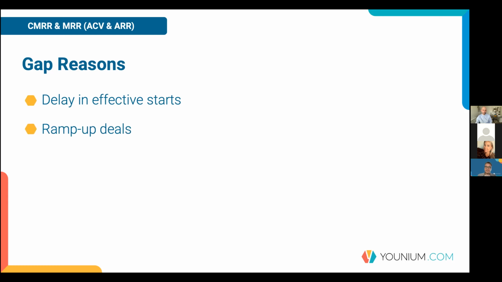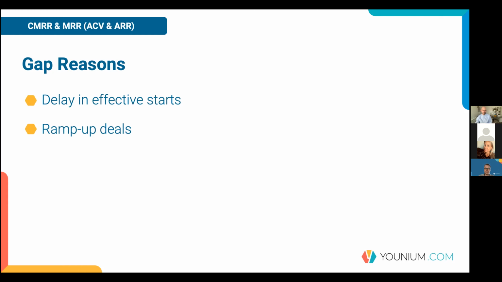Another scenario is that you have a ramp-up deal, which is a bit more complex, right? Maybe the customer gets a 50% discount for the first 3 months, and then the rest of the first year they have a 25% discount, and then after that they pay the full price. And that's going to make the MRR much lower in the first year, the first 3 months, and then the rest of the year, until it goes into its full price after the first year, right?